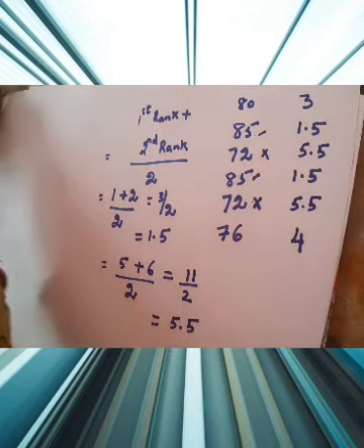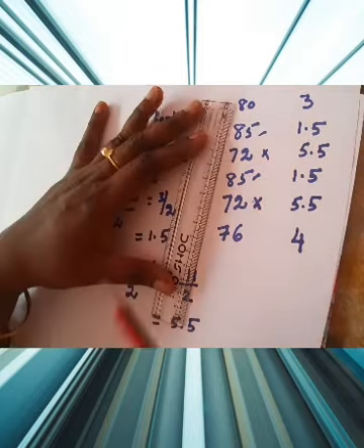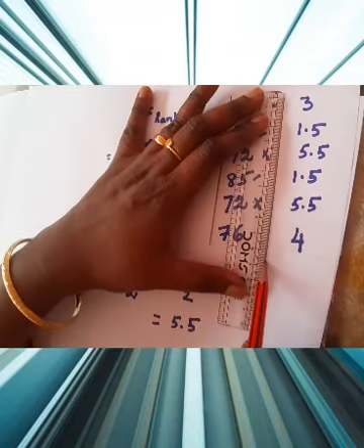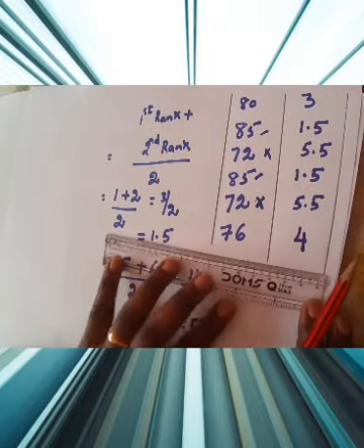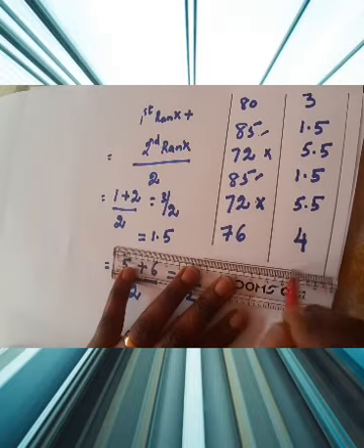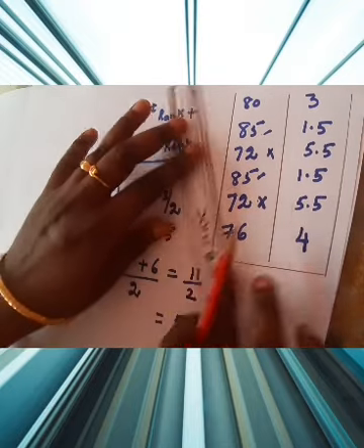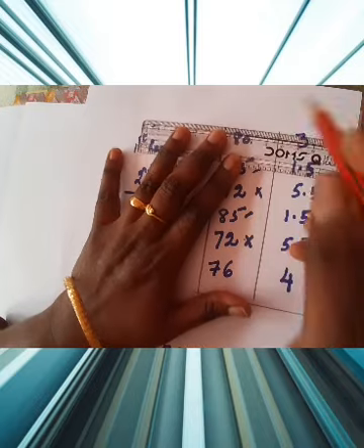Got it, students? So this is how we are going to give the rank when there is a tiebreaker. So don't get puzzled. You can have a look once again.